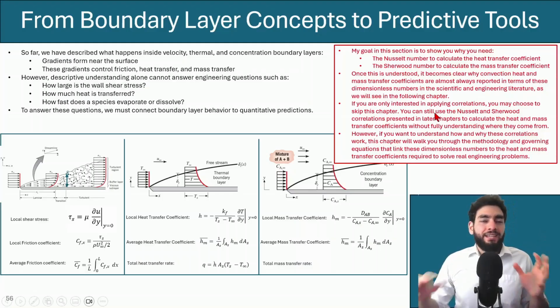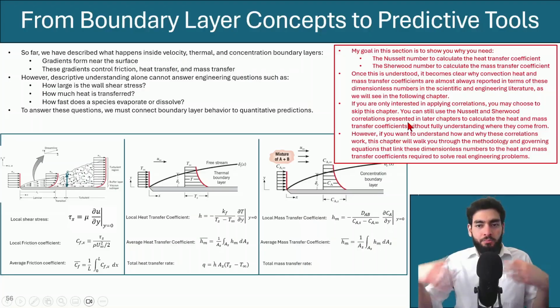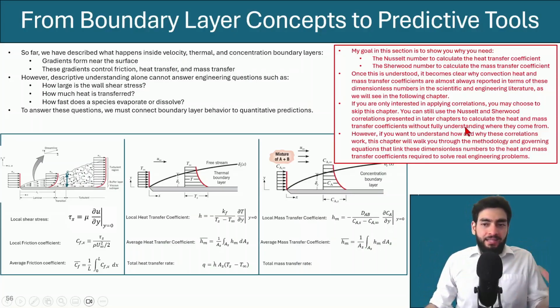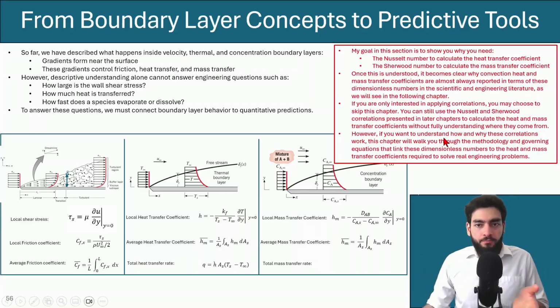So if you're only interested in being able to apply these correlations, you may choose to skip this section. You can still use the Nusselt and Sherwood correlations that we're going to present in later chapters to calculate the heat and mass transfer coefficients without fully understanding where they come from.